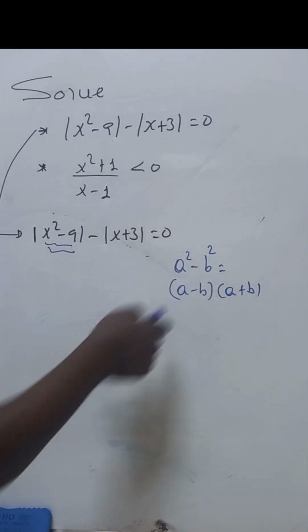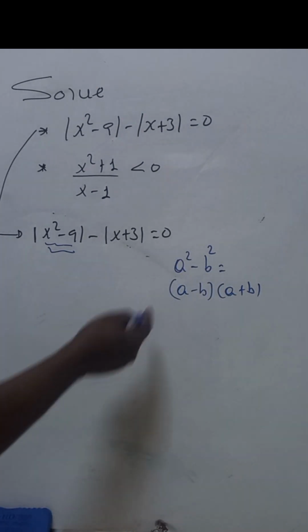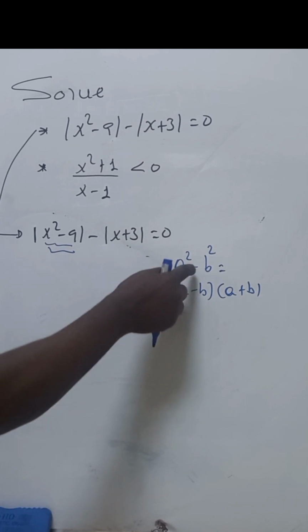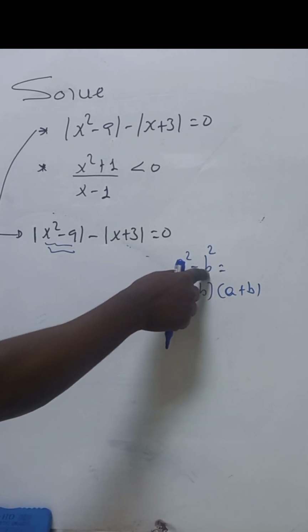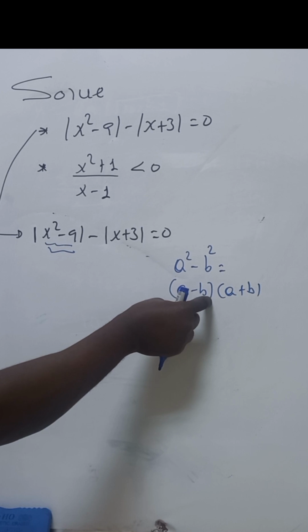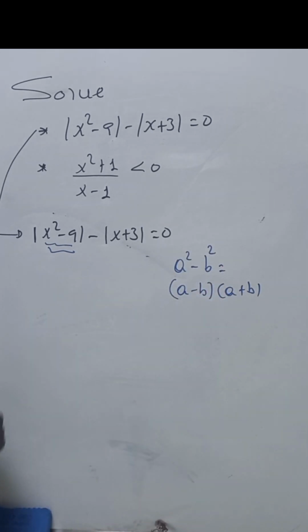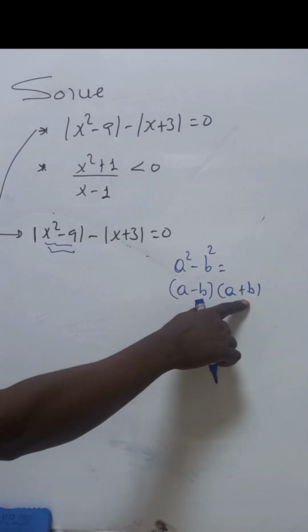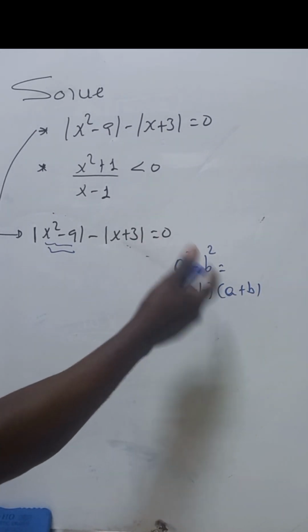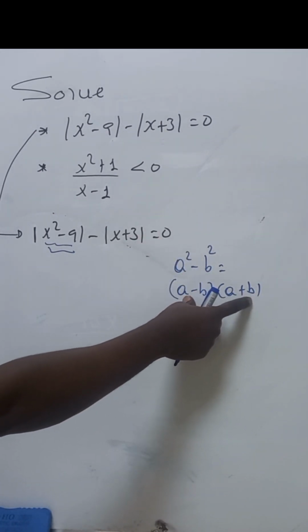These and these are the same. That means the square of the first, a, minus the square of b, then times a plus b. You simply change the sign, and we call this a product. This is the difference of two squares.